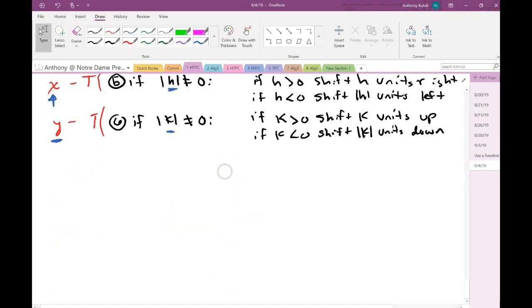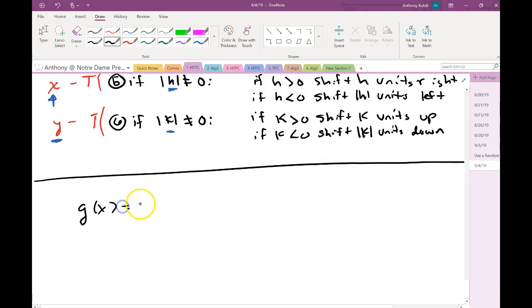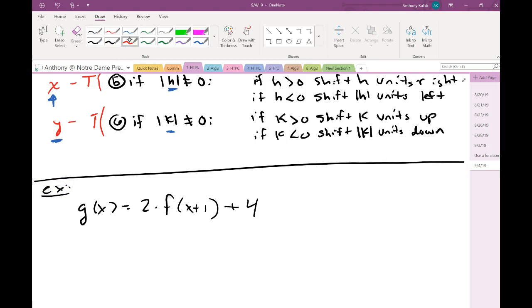All right, so let's look at a specific example here. If I were to describe the transformation occurring here, the first thing I'd want to do is identify the values for A, C, H, and K. Okay, so A is 2, C is 1, H is -1, and K is 4.